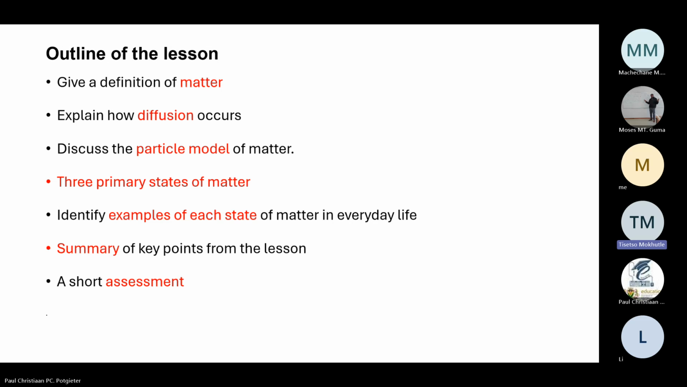Okay, I'm going to be giving learners a definition of matter, explain how diffusion occurs, discuss the particle model of matter in detail, and cite 3 primary states of matter, identify examples of each state of matter in everyday life, and towards the end of the lesson, I'll give learners a summary of the key points from the lesson. And I will conclude the lesson with a short assessment.